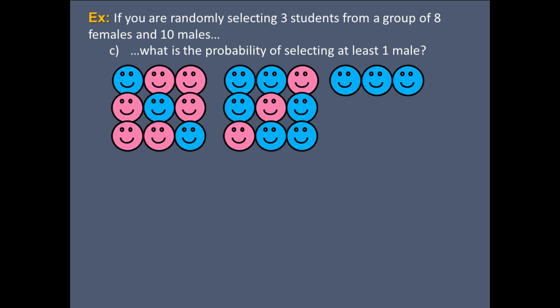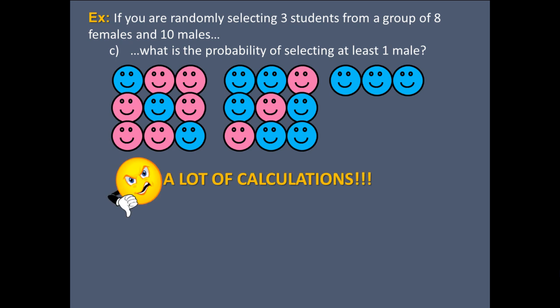So to calculate this properly, we would have to calculate each of those individually. Calculate the probability of one male. Multiply it by 3 because there's 3 different ways that can happen. Calculate the probability of 2 males. Multiply it by 3 because there's 3 different ways that can happen. Calculate the probability of getting all 3 males. And then add all those probabilities together. That is a lot of calculations. And there actually is a trick.